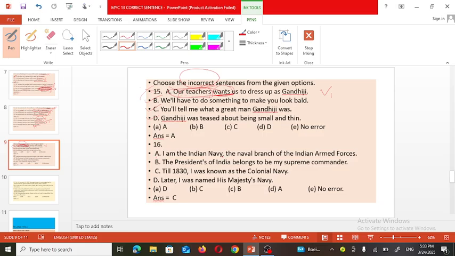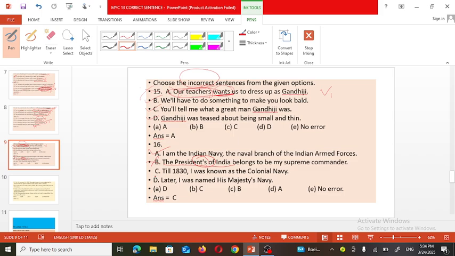I am the Indian Navy, the naval branch of the Indian Armed Forces. So what is the Indian Navy? That is explained over here. So there is no error in this statement. Second one: the presidents of India belongs to be my supreme commander. Here, the presidents of India won't be there. It's president of India, so an apostrophe sign is used over here.